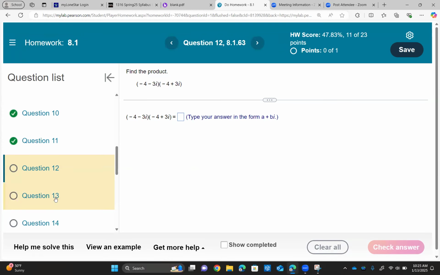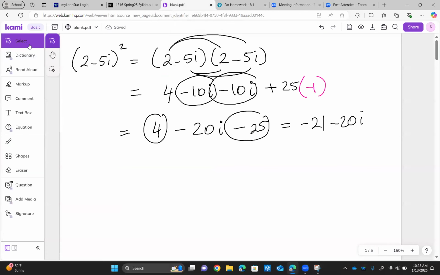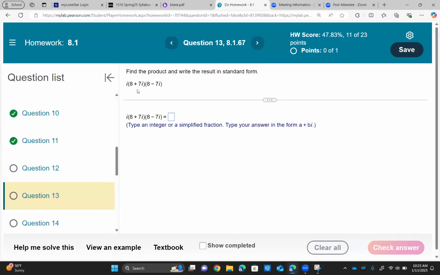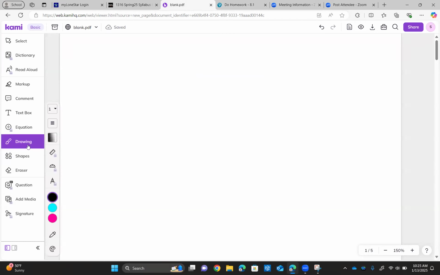Question 12 is another multiplication one, so I will let you tackle this. Here, when you have three numbers, first multiply the 8 plus 7i by 8 minus 7i. So there are three numbers with this homework problem that we must multiply. According to this problem, the first number is i, the second number is 8 plus 7i, the third number is 8 minus 7i. So what I'm going to do is first multiply 8 plus 7i by 8 minus 7i. So I'm picking these two first to simplify.